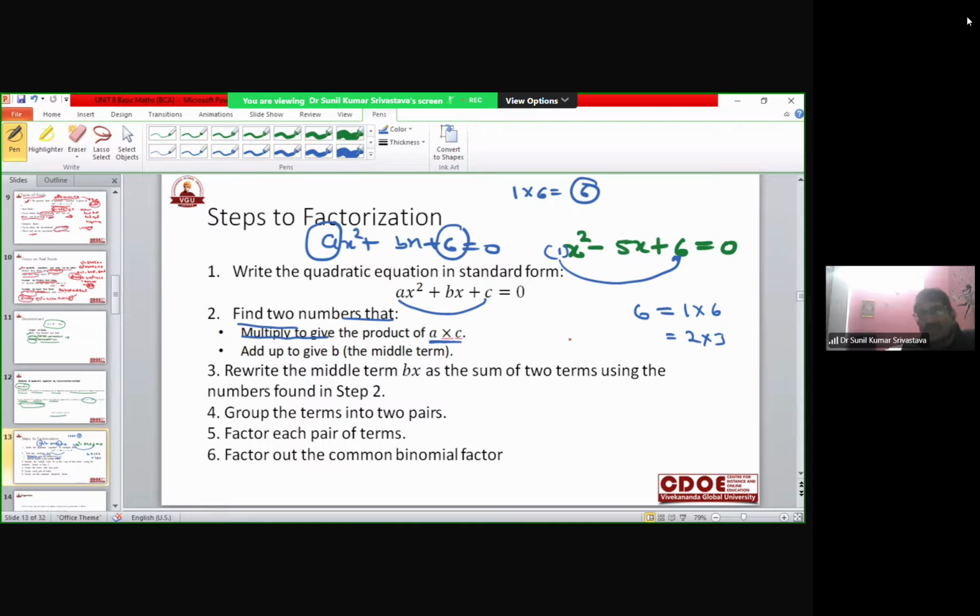No. 1 into 6 is equal to 6, and 6 into 1 is the same. We have to follow just one, 1 into 6 or 6 into 1. Likewise, 2 into 3 and 3 into 2 are both the same thing, so we write only one. So these are the possible factors of 6.